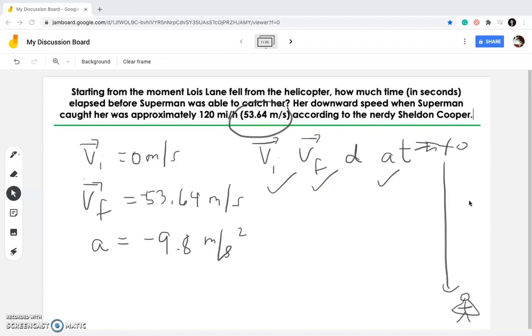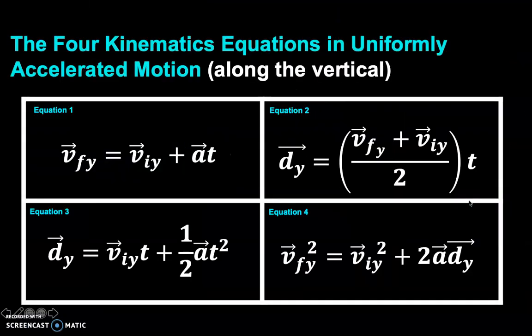And also, it says how much time elapsed before Superman was able to catch her. So the RTF in the problem is actually time. Therefore, the missing variable is the displacement. Why? The missing variable is the variable whose value is not known in the problem, but it's also not the one required to find. So the missing variable would be displacement. Once again, we pick the equation based on the missing variable.